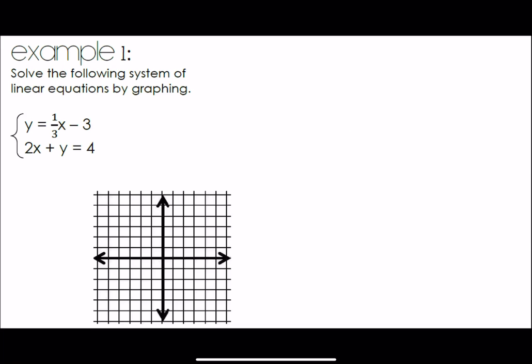All right, so our first example right here, solve the following system of linear equations by graphing. We've got 2 equations. The first one is in slope-intercept form, but the second one, we're going to have to move that 2x over, and we get y equals negative 2x plus 4 once we're in slope-intercept form. If you need to do that to the side, that's totally okay. If you ever need to pause it while I'm trying to convert any of these equations, then you are more than welcome to do so.